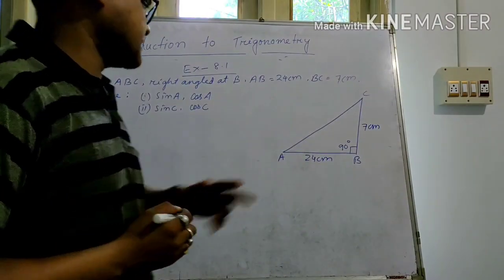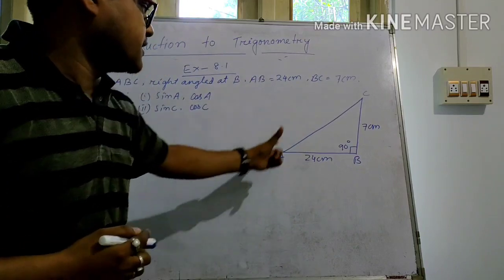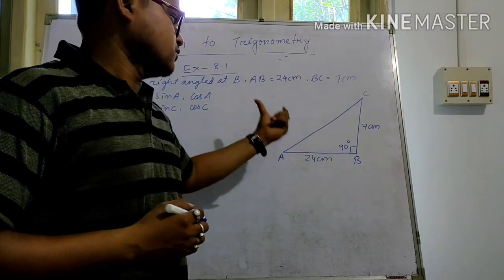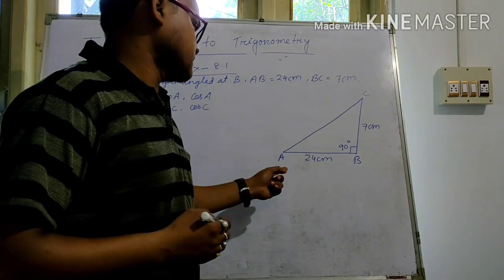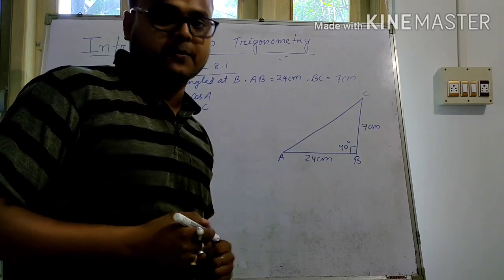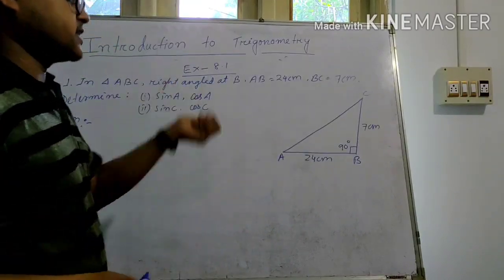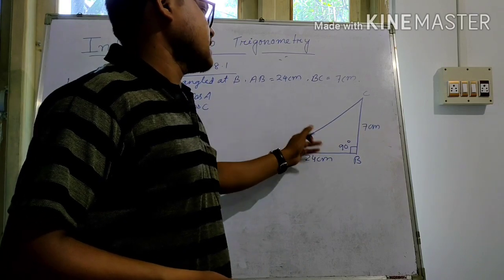Now how do we find this side? This is also important. So here, right angle triangle, we know one theorem, that is Pythagoras theorem. What is Pythagoras theorem? Hypotenuse square equals base square plus perpendicular square. By applying this theorem, we have to find this side first.